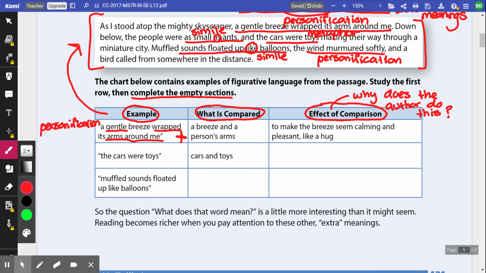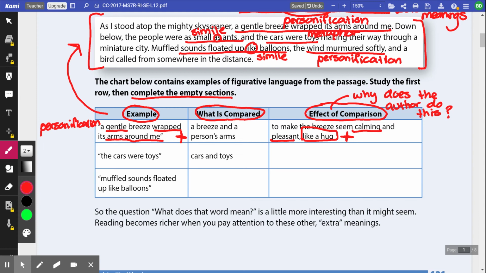Now let's talk about the effect of that comparison. What effect do we get by comparing the breeze to a person's arm? Why does the author do this? So the author does this to make the breeze seem calming and pleasant, like a hug, just like we mentioned before. And that seems very positive, right? So that has some positive tone associated with it. So let's go ahead and move on to the next row and work it out just the same way.